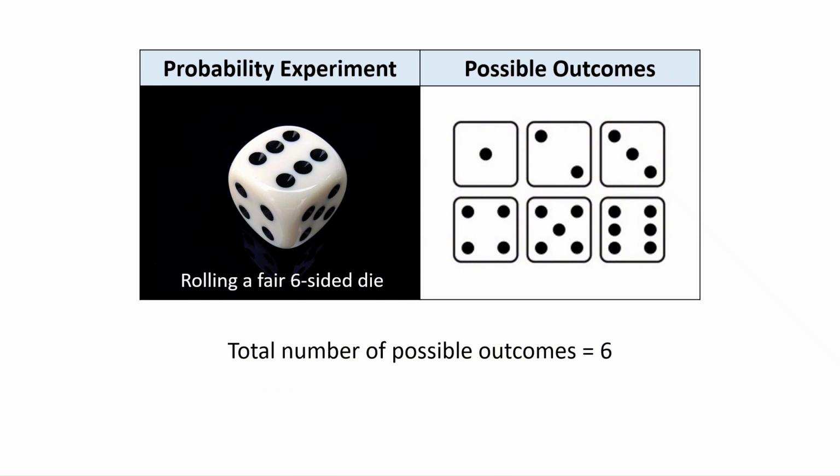Since there are 6 equally possible outcomes, then the chance to obtain a 6 is 1 out of the 6 possible outcomes. We say that the probability of obtaining a 6 is 1/6.